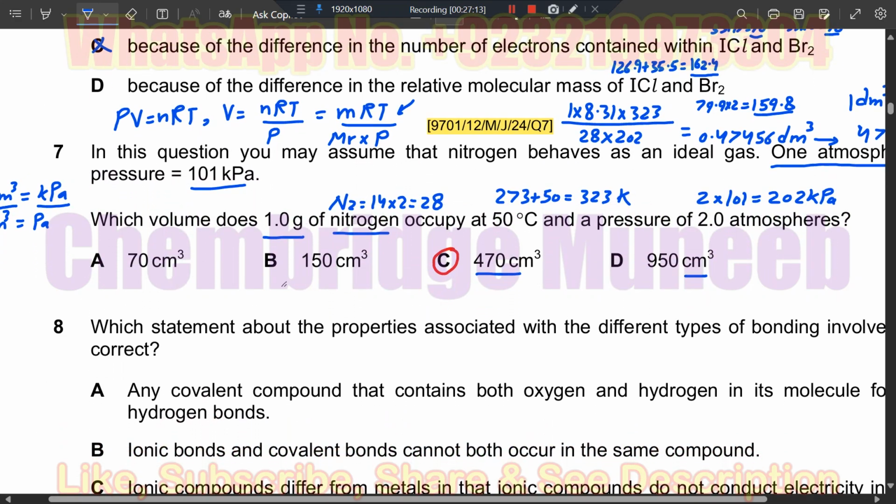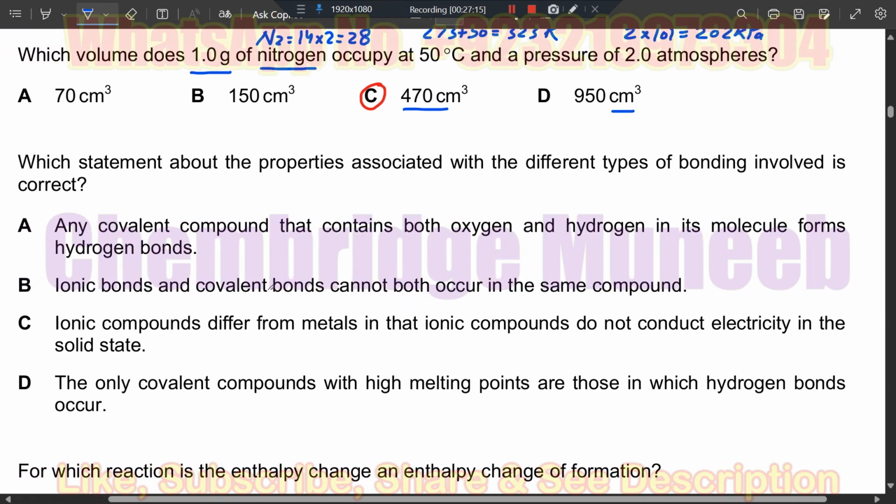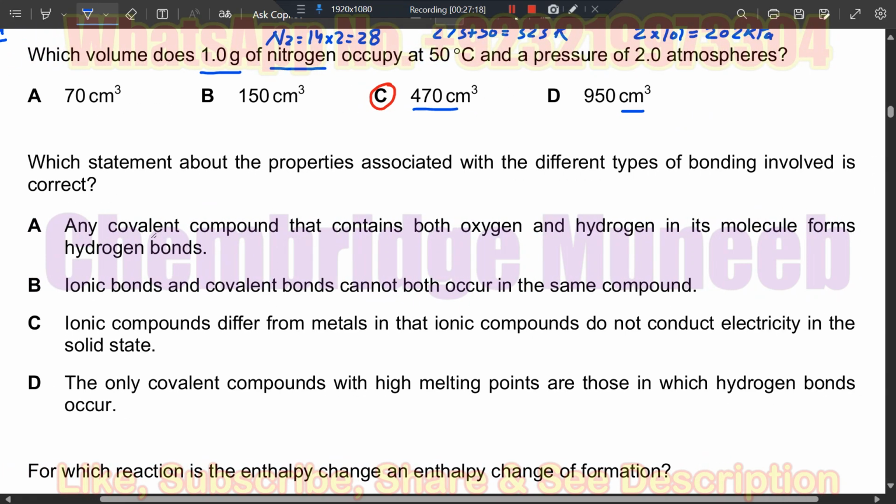Now the next question, number 8, we have to find which of these statements are correct. Such covalent compounds in which both oxygen and hydrogen are there should make hydrogen bonds? No, that is not correct. Because if we see the aldehyde compounds, you should have good knowledge of organic chemistry for this question. In case of aldehydes, there is a carbonyl group, carbon and oxygen, and then we have the hydrogen atom. And there is an alkyl chain or hydrogen atom with this.